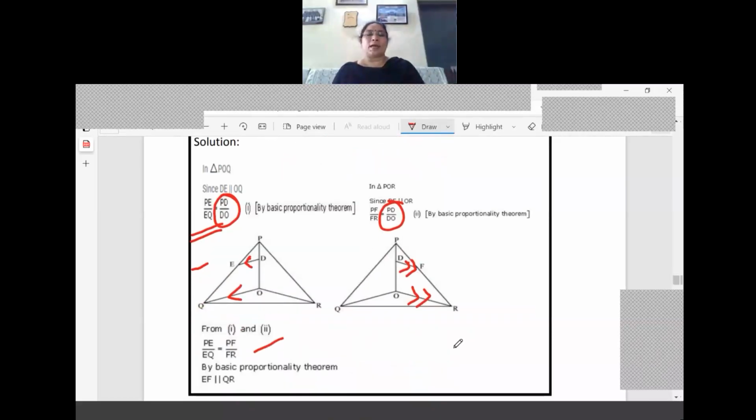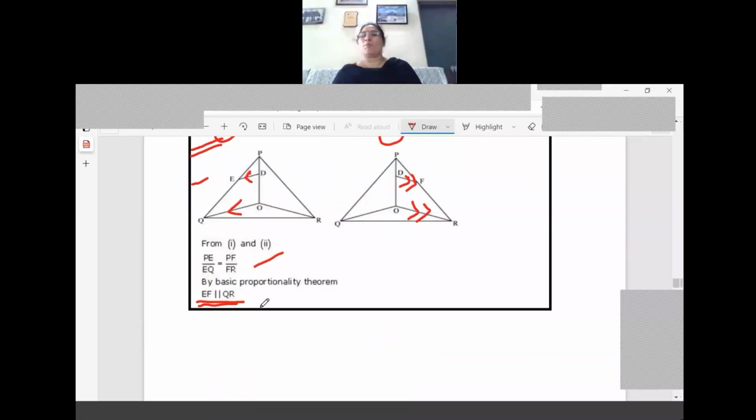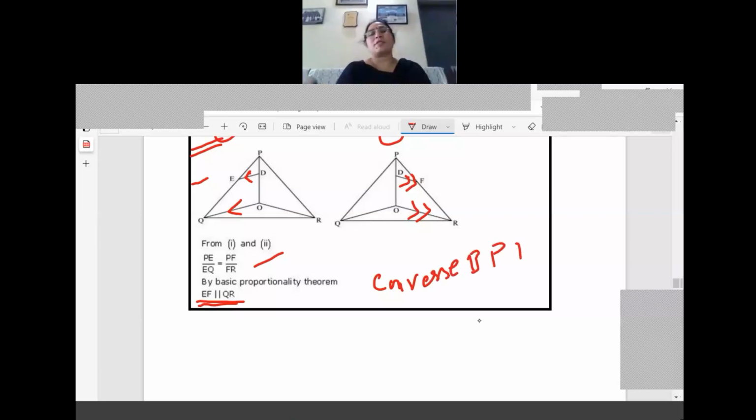EF. So we'll write EF parallel to which one? What is the ending point of that one? Q and R only, right? So what is the conclusion we are making? EF parallel to QR only. Actually, we should write it as converse BPT, right? The reason is we should write converse BPT, not just basic proportionality theorem. By BPT alone we cannot write it. It should be added converse then.